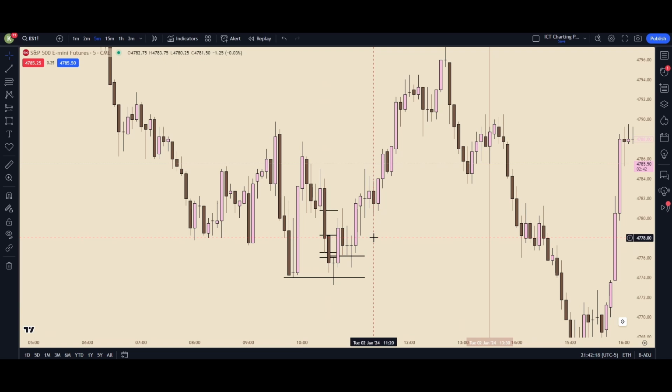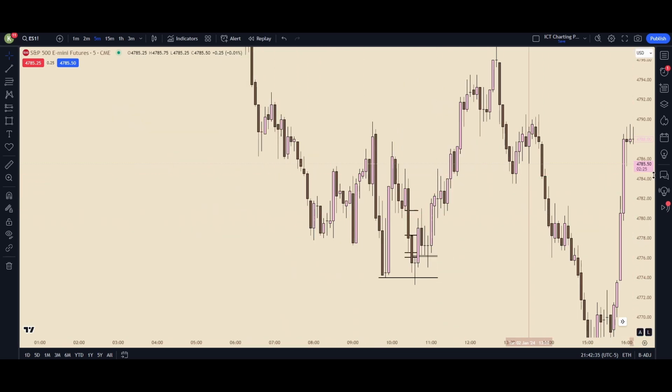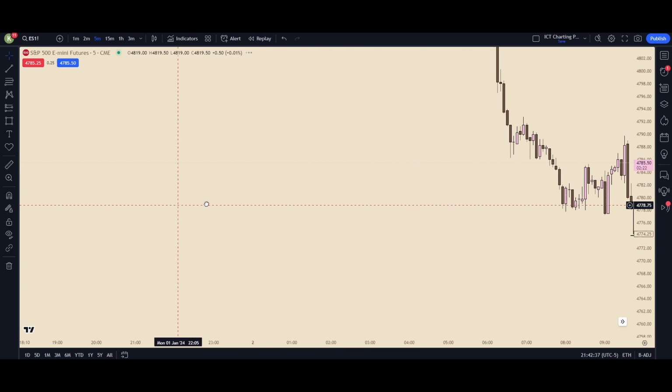So this was a play that I sat out. I know people in the Discord took this play and they banked off it. So good for them. Personally, that's just not something I'm willing to do, especially when I see a wick like this and then we go back down. I'm thinking we're going to keep continuing down. So I would have liked to see us close above this as well. But there is another example. Let me find it.